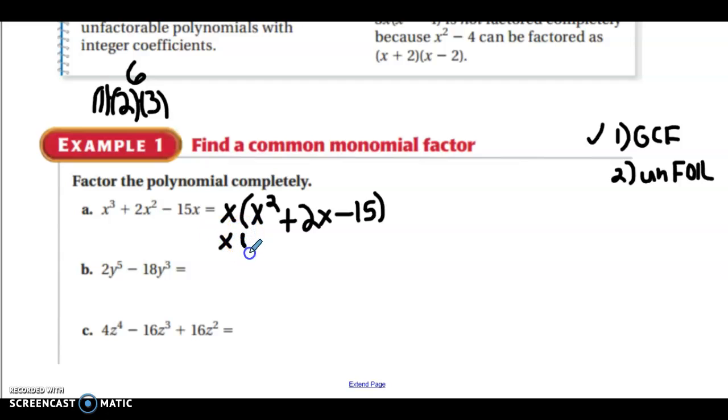So those 2 numbers... Sorry, I'm writing with my fingers. That's why the handwriting is a little bit sloppy. My resources aren't the best here at home.